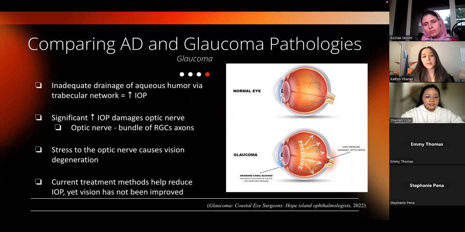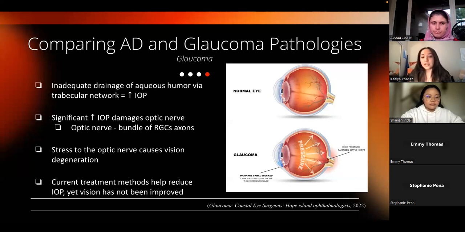Beginning with glaucoma, glaucoma results from a significant increase in intraocular pressure, which is IOP. This occurs because of inadequate drainage of the aqueous humor through some sort of blockage with the trabecular network that drains it. This can cause damage to structures within the eye, such as the optic nerve. The optic nerve is truly a bundle of axons rooting from regions of the eye, such as the RGCs.